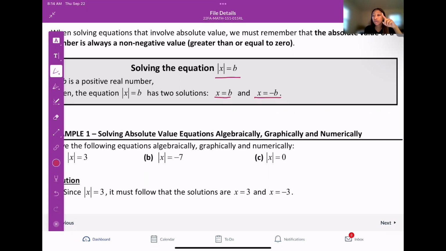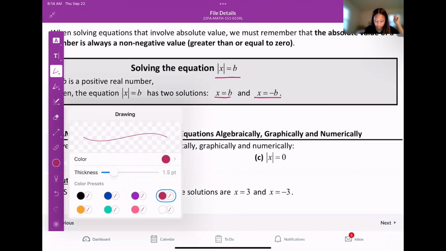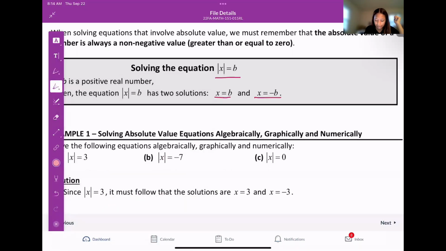So for absolute value equations, we're going to use this property to help us solve. If we take what's inside of the absolute value symbol, I want to highlight, take what's inside of the absolute value symbol, and then you set that equal to the number that's on the other side of the equal sign and the opposite of that number. That gives you two separate equations, and when you solve those equations, you'll get your solution to the absolute value equation.